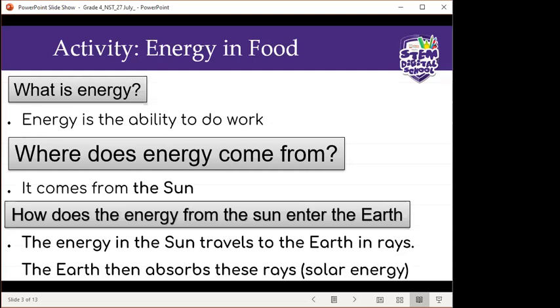Most of these rays are absorbed by plants when they make their food. As you might have noticed when we looked at plants in the first term and during revision, we said that the leaves of the plants absorb the sunlight. So when they absorb the sunlight, they're also absorbing the energy that comes from the sun.